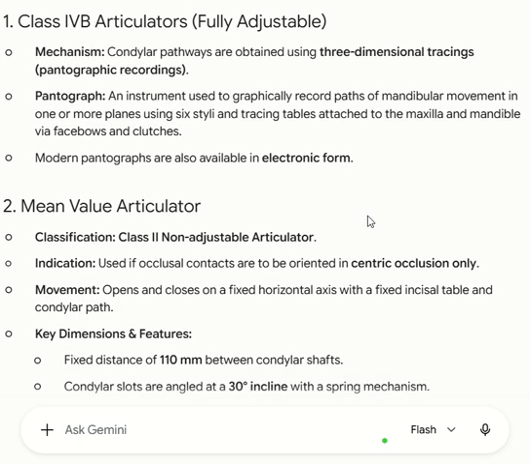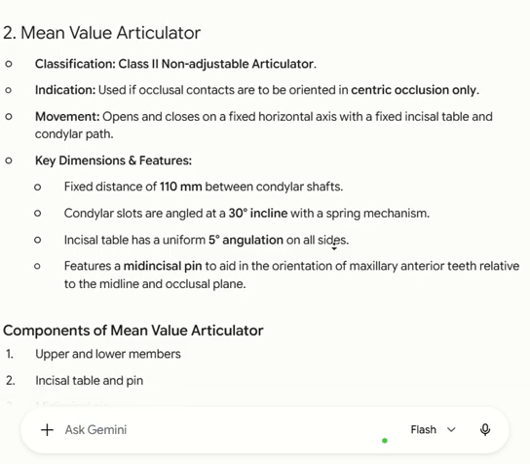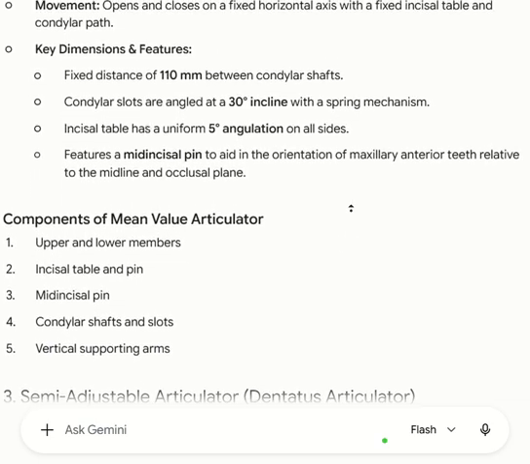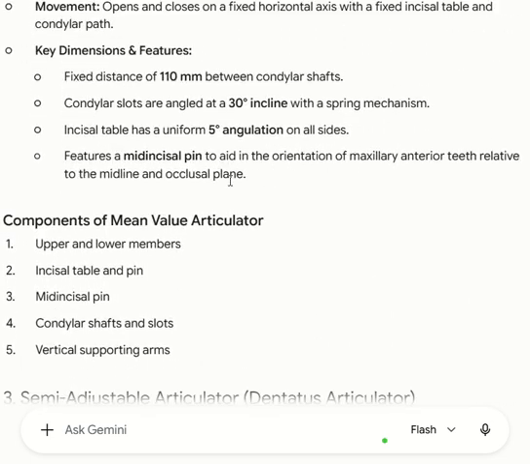2. Mean value articulator. Classification: Class 2 non-adjustable articulator. Indication: used if occlusal contacts are to be oriented in centric occlusion only. Movement: opens and closes on a fixed horizontal axis with a fixed incisal table and condylar path. Key dimensions and features: fixed distance of 110 mm between condylar shafts. Condylar slots are angled at a 30 degree incline with a spring mechanism. Incisal table has a uniform 5 degree angulation on all sides. Features a mid-incisal pin to aid in the orientation of maxillary anterior teeth relative to the midline and occlusal plane.